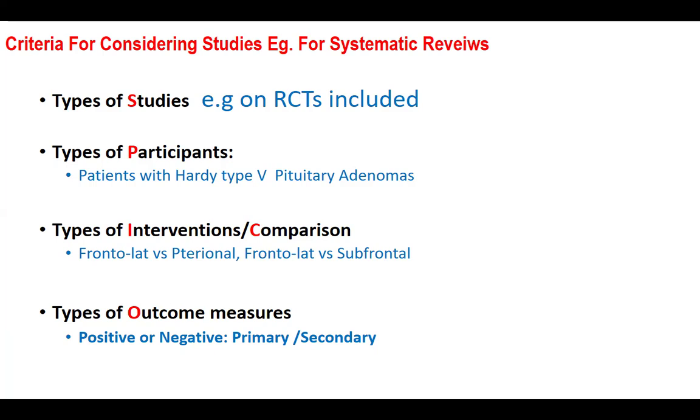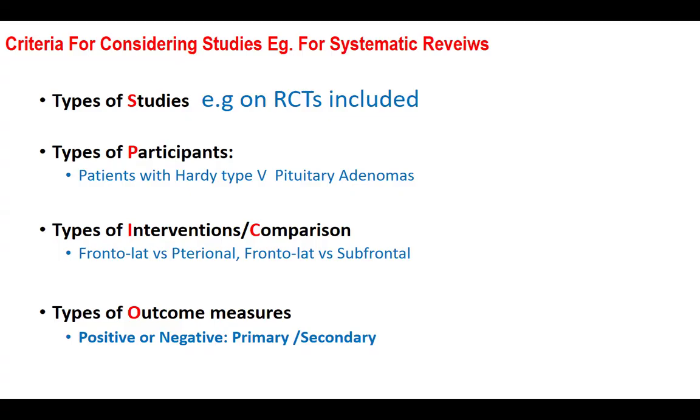We know that randomized clinical trials are the gold standard to provide care to patients. So therefore, if we are looking for the best evidence, for example, to provide optimal care to our patients, then we will select papers which are based on randomized clinical trials. We might look at the papers where they focus on small microadenomas, mesoadenomas, or macroadenomas, okay, or maybe big giant adenomas like Hardy type 5. You look at the intervention where the papers focus on the frontolateral approach, comparing it to the subfrontal approach or to other surgical approaches. You have to define all these.